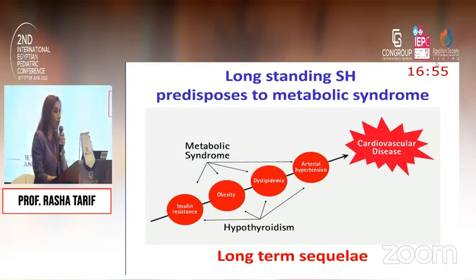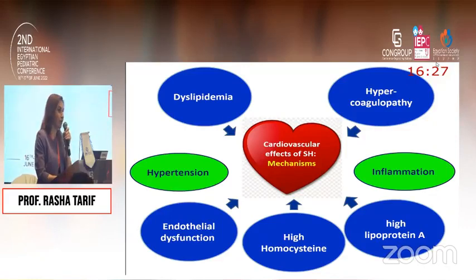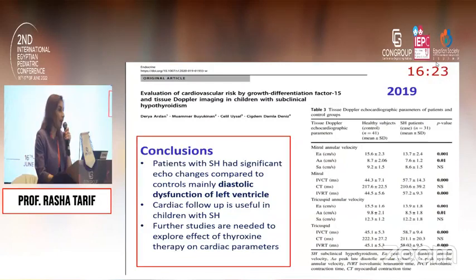Another point is that long-standing subclinical hypothyroidism could predispose to metabolic syndrome in the form of insulin resistance, obesity, dyslipidemia, and hypertension. And the mechanism here is either dyslipidemia, hypercoagulopathy, inflammation, hypertension, endothelial dysfunction, high homocysteine and lipoprotein A, ending by cardiovascular sequelae if neglected for a long time. And this is a quite recent article published in 2019, evaluating cardiovascular risk in those with subclinical hypothyroidism. And the clear conclusion was that there is a diastolic dysfunction of the left ventricle in those children.